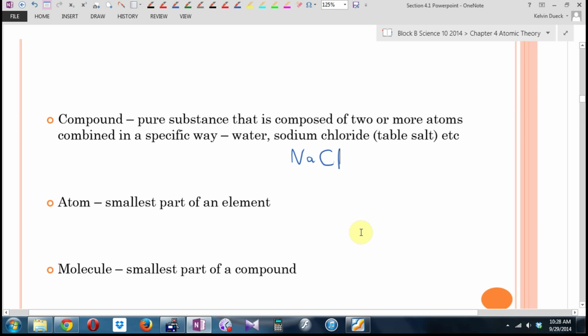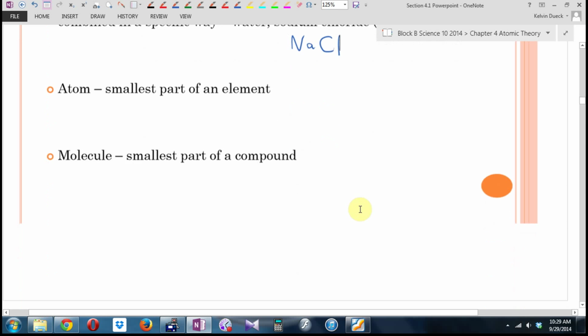Molecule is the smallest part of a compound. So a water is a molecule, H2O. Element is broken down further. We're good? I think we're going over the next page now.